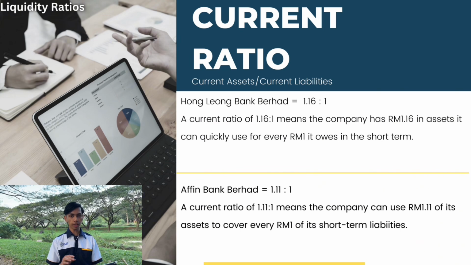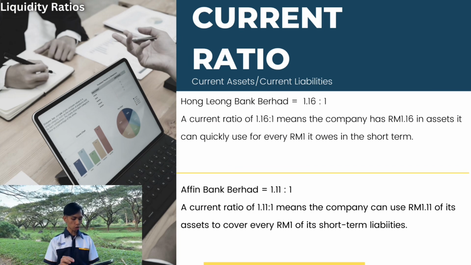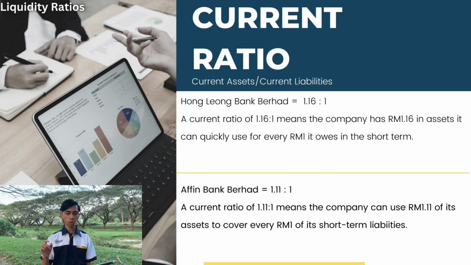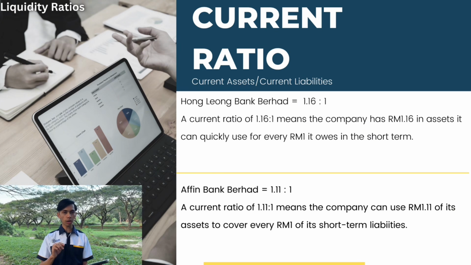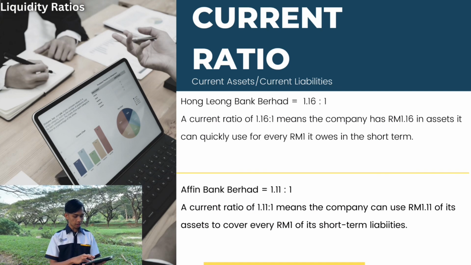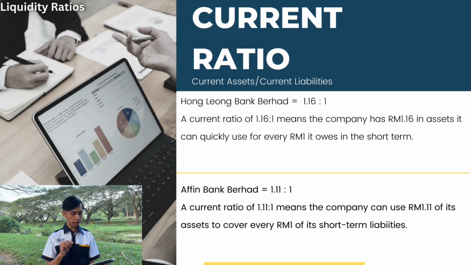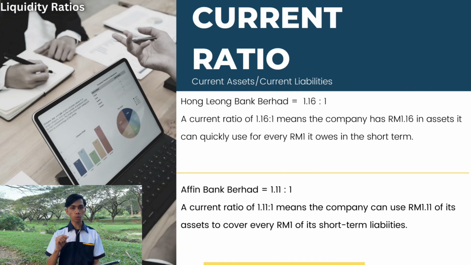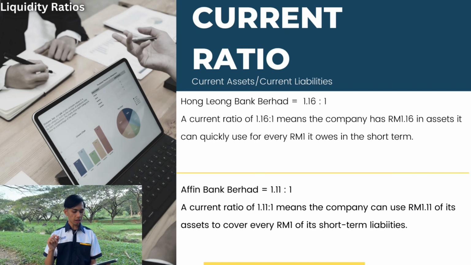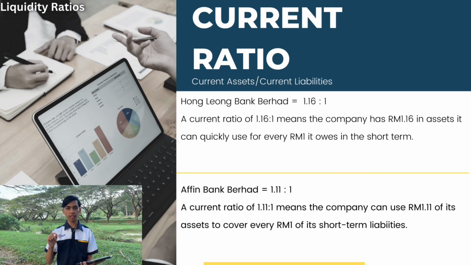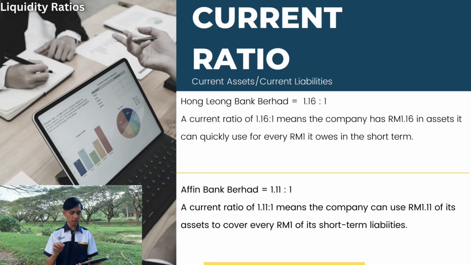The first example of our companies is Hong Leong Bank Berhad. The ratio is 1.16 to 1 and the Affin Bank is 1.11 to 1. So it shows that Hong Leong Bank has 1.16 ringgit in assets to cover its 1 ringgit liability. And Affin Bank has 1.11 ringgit to cover its 1 ringgit liability.